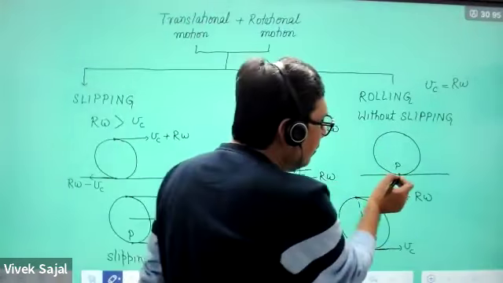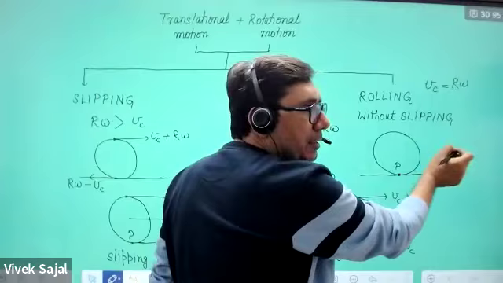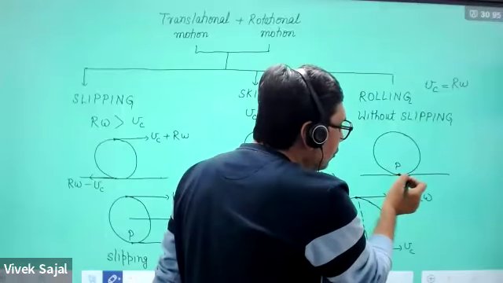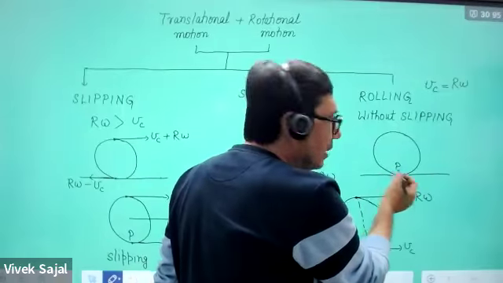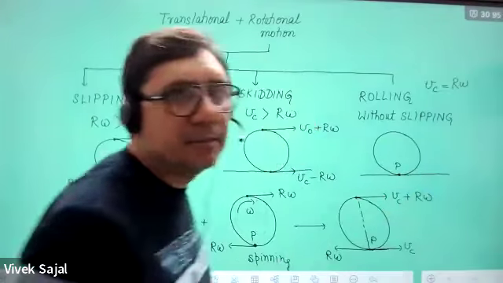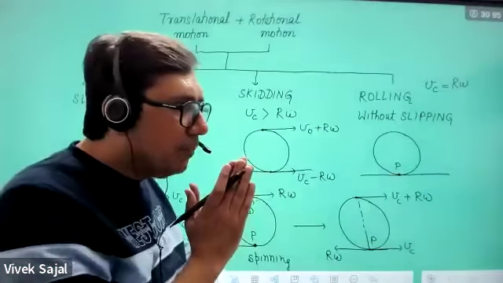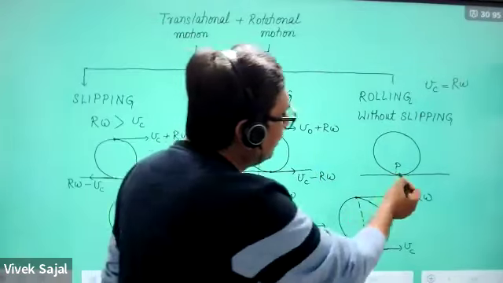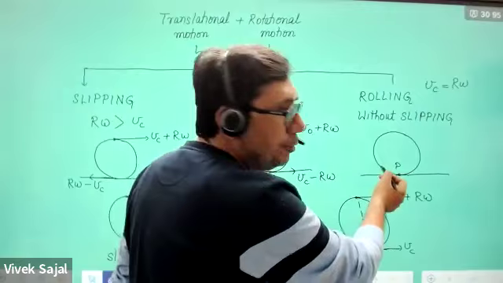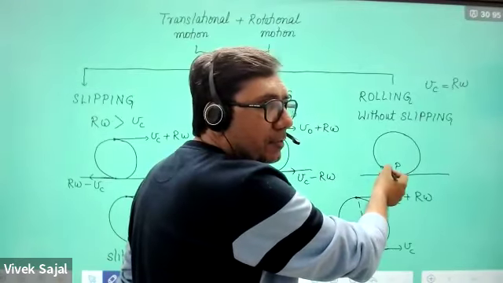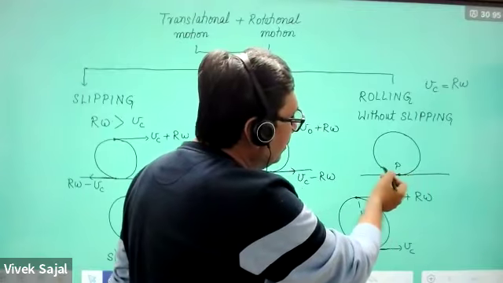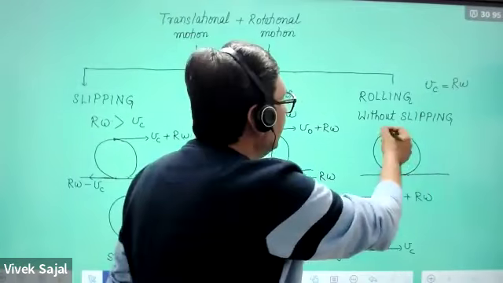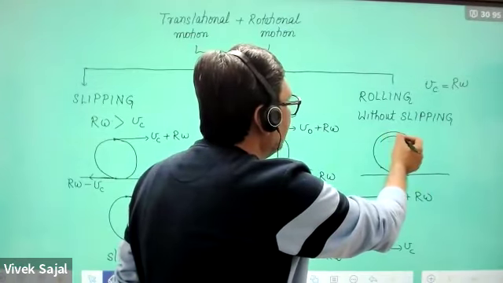Means translational motion of this particle is not going to take place here. Okay, it's not translational motion of this P point. Translational motion of this P is not there. Here slipping or skidding is not taking place. After some time, this point will be here. That will be due to rotation, but not due to translation. After some time, this point will be here, and a new point will be in contact with the Earth because it is rotating like this.